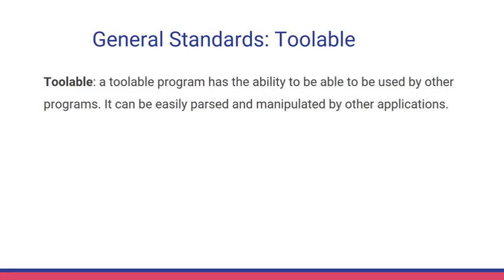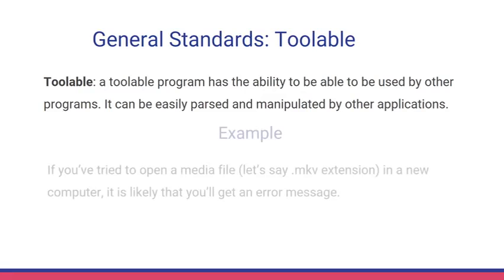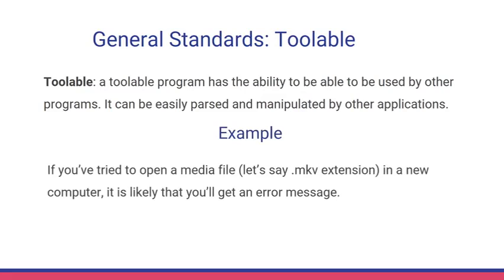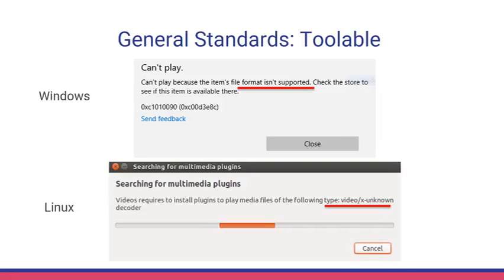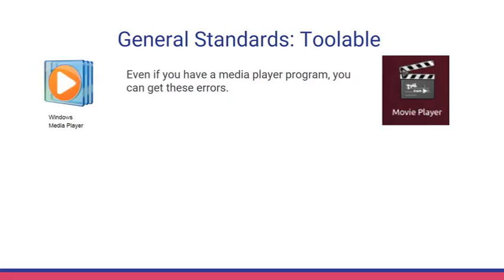A program should be toolable. A toolable program has the ability to be used by other programs. It can be easily parsed and manipulated by other applications. An example: if you try to open a media file, let's say an MKV extension, on a new computer, it is likely that you get an error message. For instance, in Windows or Linux, you'll get an error message saying that the file format isn't supported. This will happen even if you have media player software.